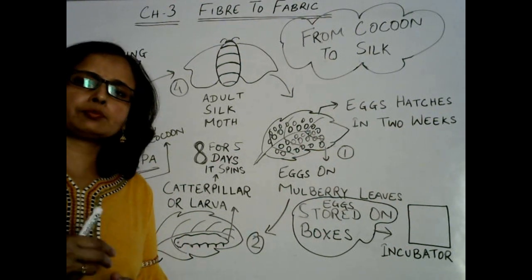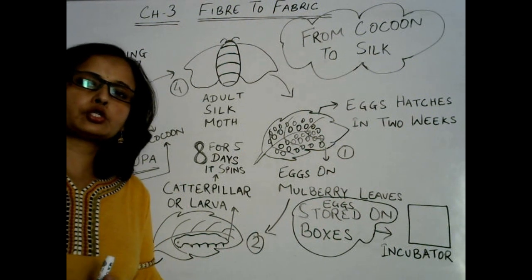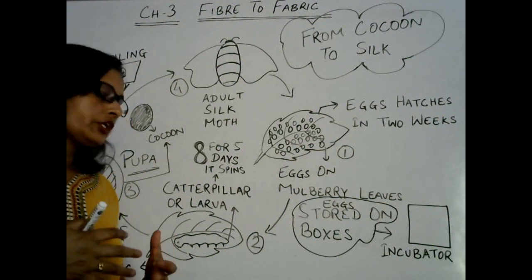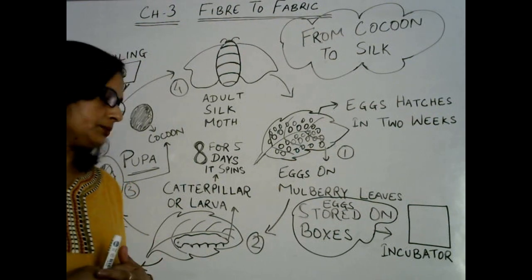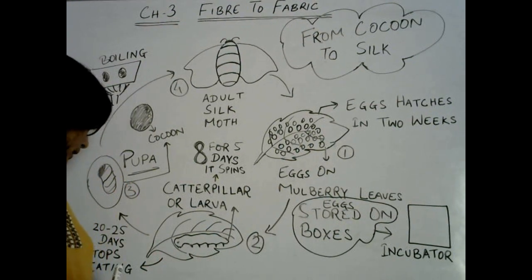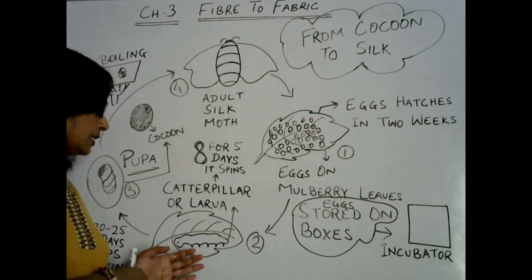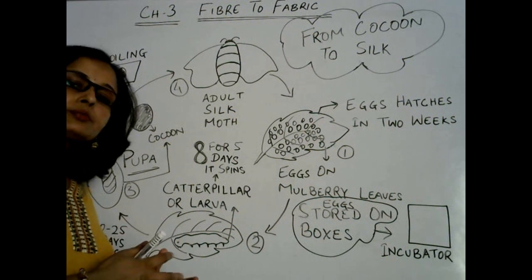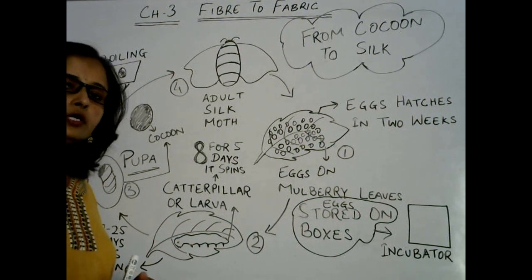Farmers provide freshly chopped mulberry leaves to silkworm, and silkworm or caterpillar feeds on those mulberry leaves continuously, right? After 20-25 days, silkworm or caterpillar stops eating. It stops feeding on mulberry leaves. Then after that, what happens?